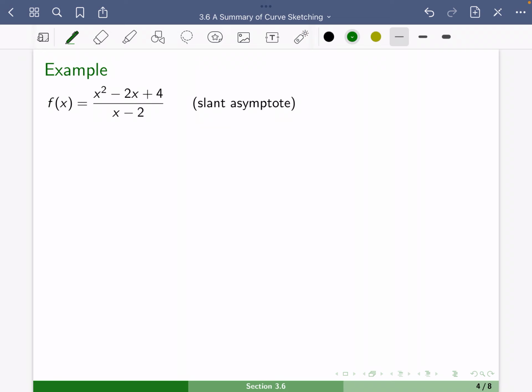We can observe that there's going to be a slant asymptote because the power of the numerator is 2, and the power of the denominator is first power. Since the power of the numerator is exactly 1 more than the power of the denominator, it's going to have a slant asymptote. We'll come back and look at that when we look at the end behavior. But for now, let's first find x and y-intercepts.